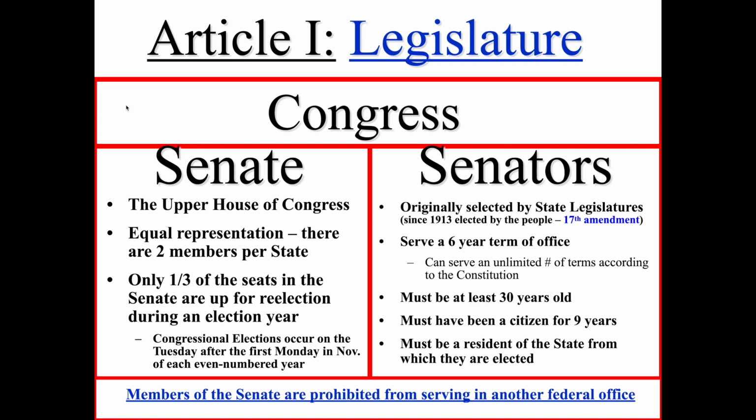it's a 6-year term. Senators were originally selected by the state legislatures, but since 1913 they've been elected by the people, and that was because of the ratification of the 17th Amendment. They serve a 6-year term. They can also serve an unlimited number of terms according to the Constitution. The constitutional requirements are a little bit higher in terms of standard. They have to be at least 30 years old. They have to have been a citizen for 9 years, and they must reside in the state from which they're elected. And the same rule that goes for the House goes for the Senate: members of the Senate are prohibited from serving in another federal office.